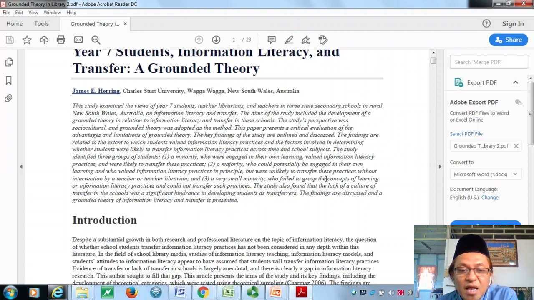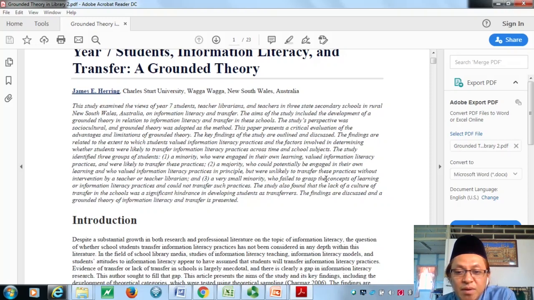This paper presents a critical evaluation of the advantages and limitations of grounded theory. The key findings of the study are outlined and discussed. A minority who were engaged in their own learning valued information literacy practices and were likely to transfer these practices. So those who engage in their own learning value information literacy, based on this finding.